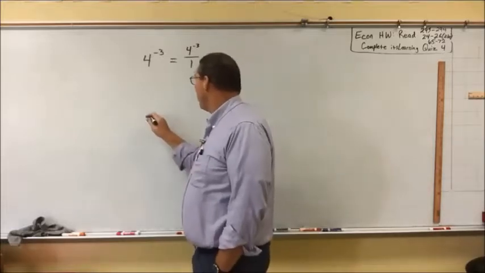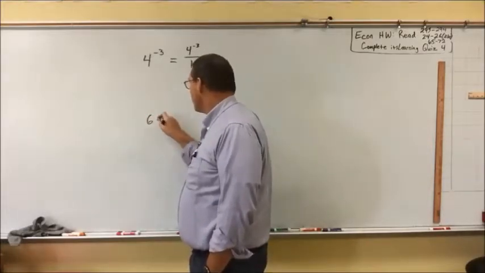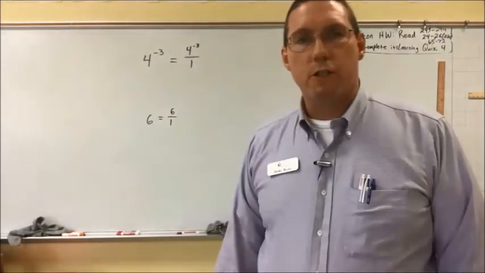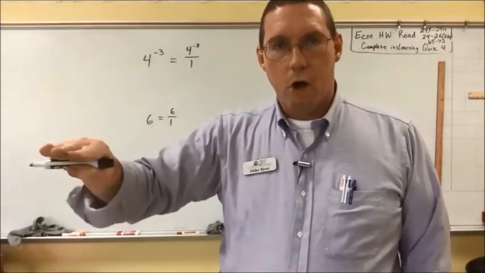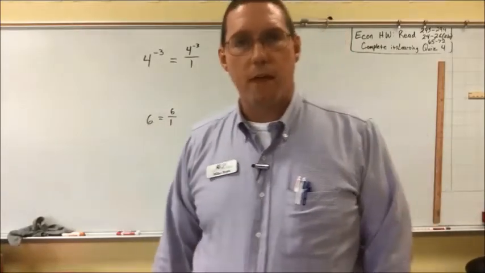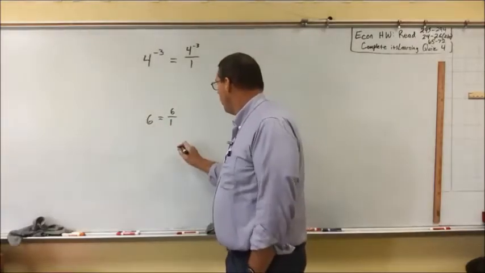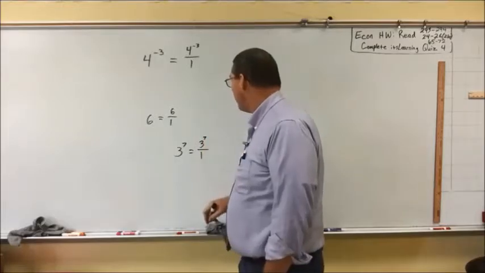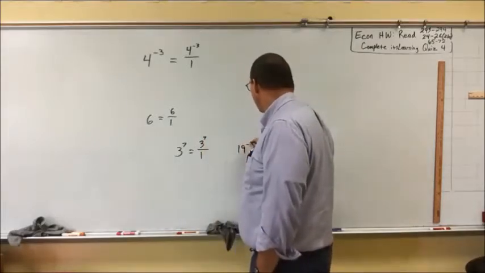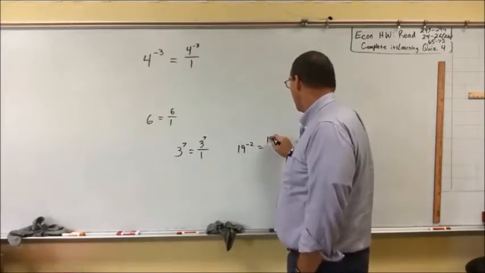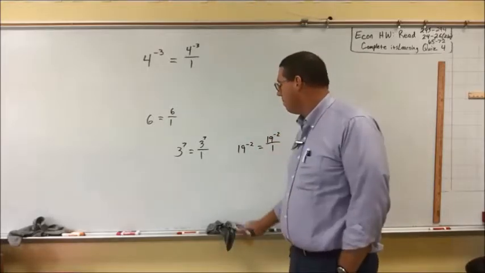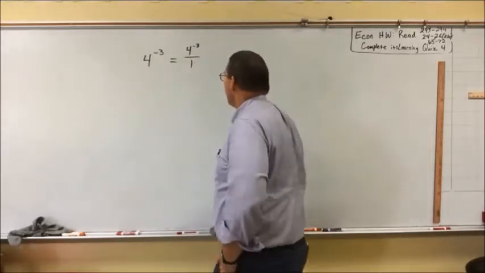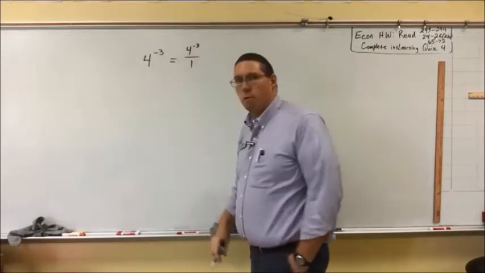And I know that because if you take any number like 6, 6 is the same thing as 6 over 1. You can take any mathematical expression and turn it into a fraction over 1, and it still equals the same thing. So 6 is 6 over 1. 3 to the 7th power is the same thing as 3 to the 7th power over 1. And therefore, 19 to the negative 2 power is the same thing as 19 to the negative 2 power over 1. And so that also means that 4 to the negative 3 power is the same as 4 to the negative 3 power over 1.